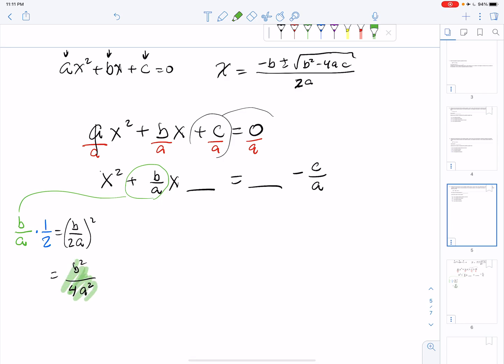That completes the square. So I better add that to both sides of the equation. So I'm going to add b squared to both sides. I'm sorry, b squared over 4a squared. You can see why this is a little bit of a nightmare.